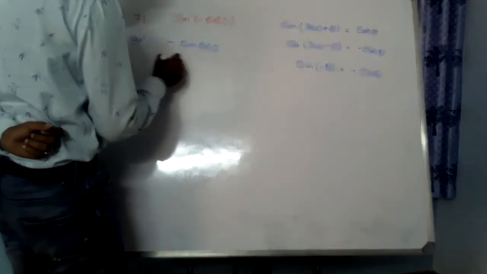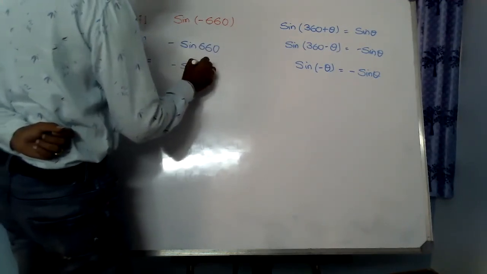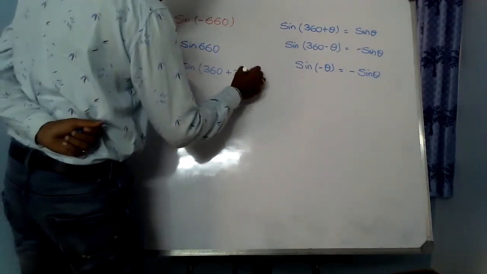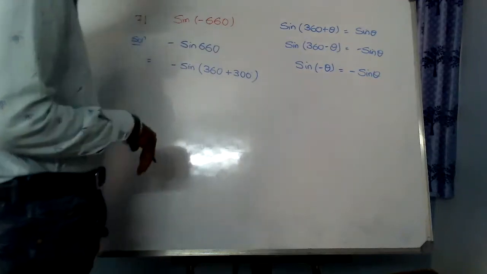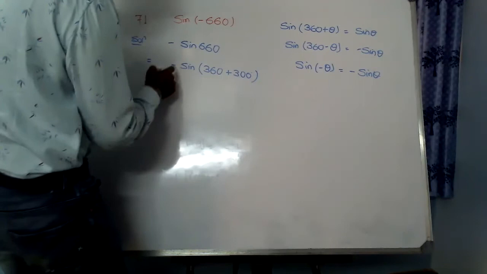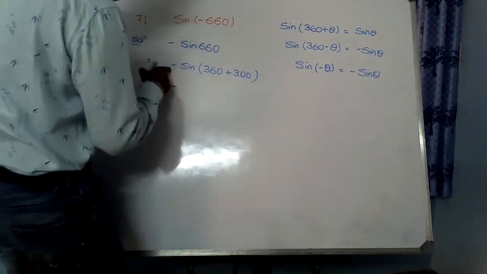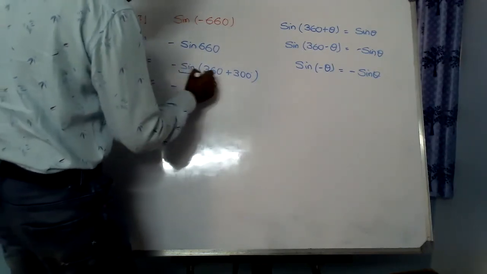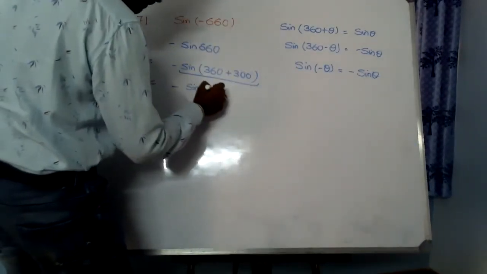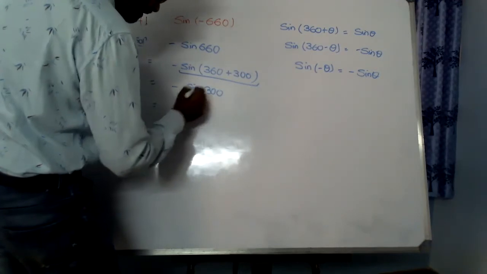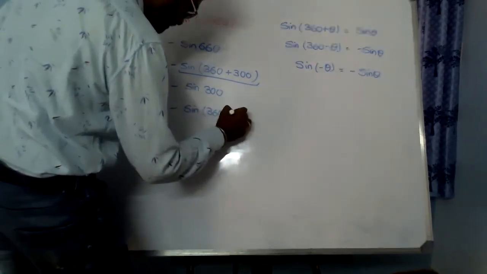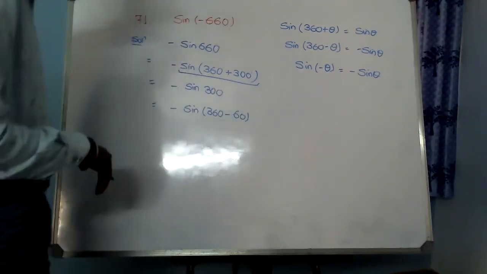Okay. Now what will I do? I'll write it as minus sine 360 plus 300. Correct? 360 plus 300 is 660. I'll apply this one: sine 360 plus theta is sine theta. So this minus was from before, so don't get confused, this minus stays as it is. This sine 360 plus 300, I can write as sine theta, that means sine 300. Okay, I have arrived here. Now this sine 300, can I write it as sine 360 minus 60? 360 minus 60 is 300, right?